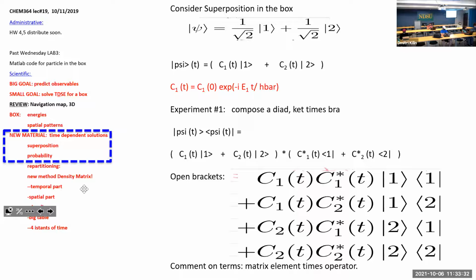All correct. But wave function can be imaginary. And probability distribution is always real. Straight, yeah. So what should we do to wave function to make it real?